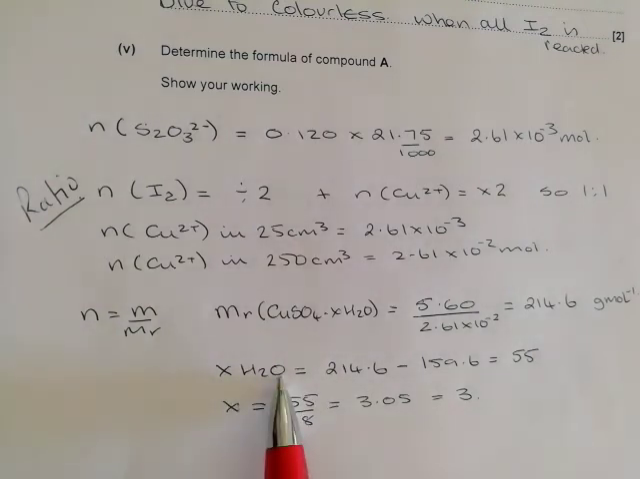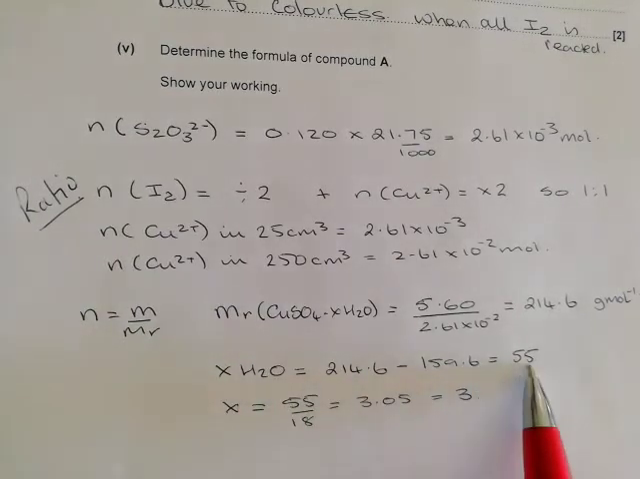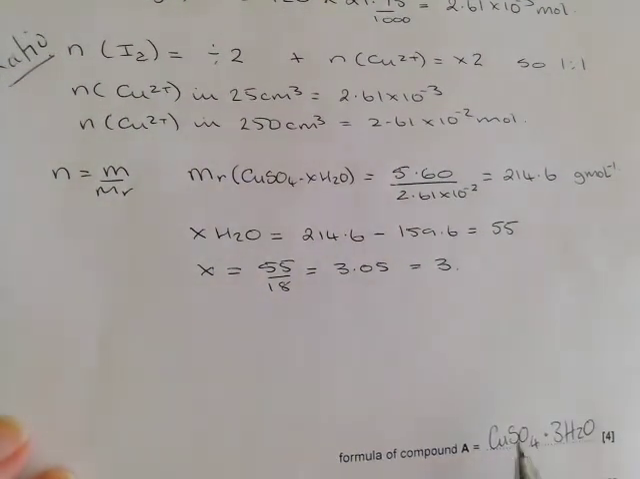The H2O therefore is the whole mass take away the mass of the copper sulfate, which is 159.6, that gives you 55. And if you divide that by 18, you get to that, which rounds to 3 as a whole number. Remember, we have to do them as threes. And remember to write down the final formula down here at the bottom.